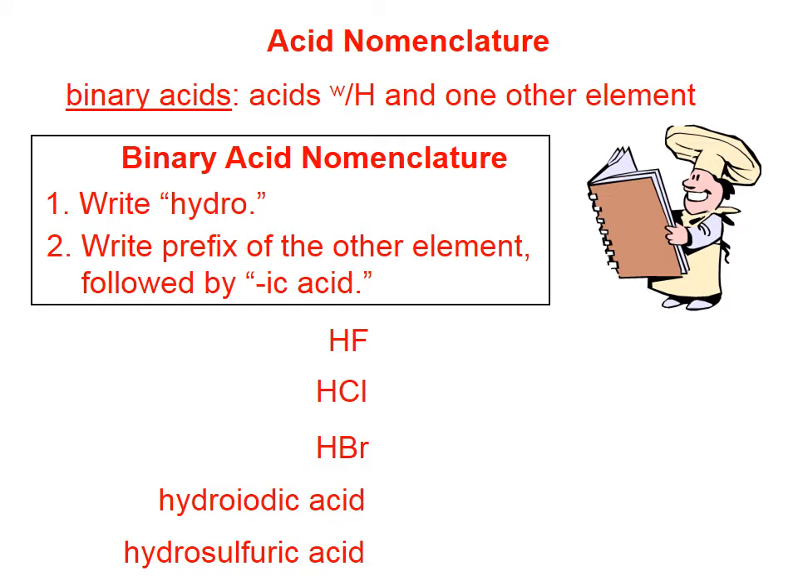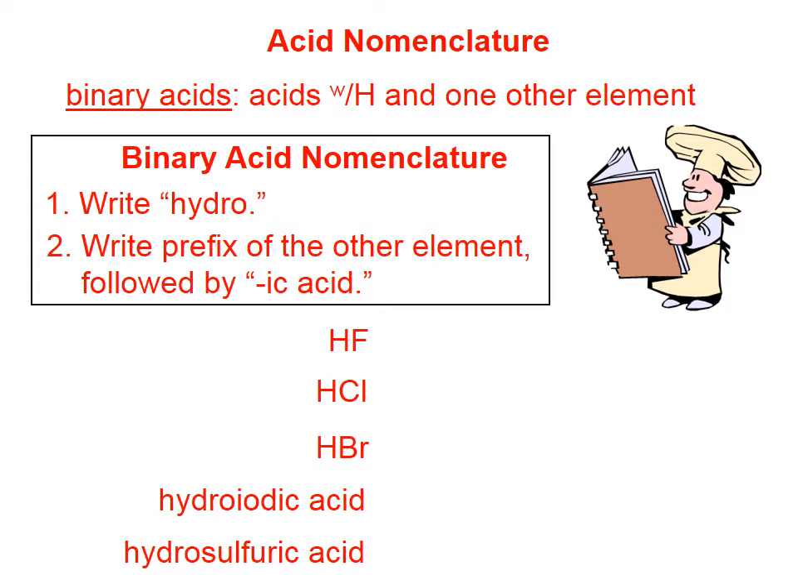Let's deal with binary acids first. Binary acids are acids that have hydrogen and something else, hence the name binary acids. Binary means two. Bicycle has two wheels. Binary acids have hydrogen and one other type of element.